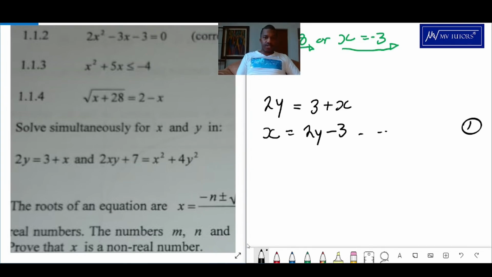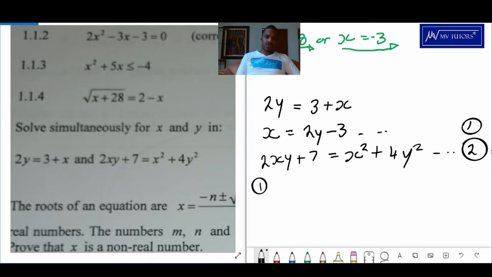Okay, so my equation number 2 then is gonna be 2xy plus 7 is equals to x squared plus 4y squared. Okay, that's gonna be equation number 2. What I want to do now is take equation number 1 and put it into equation number 2. Is that okay? Can we do that? Let's do it.